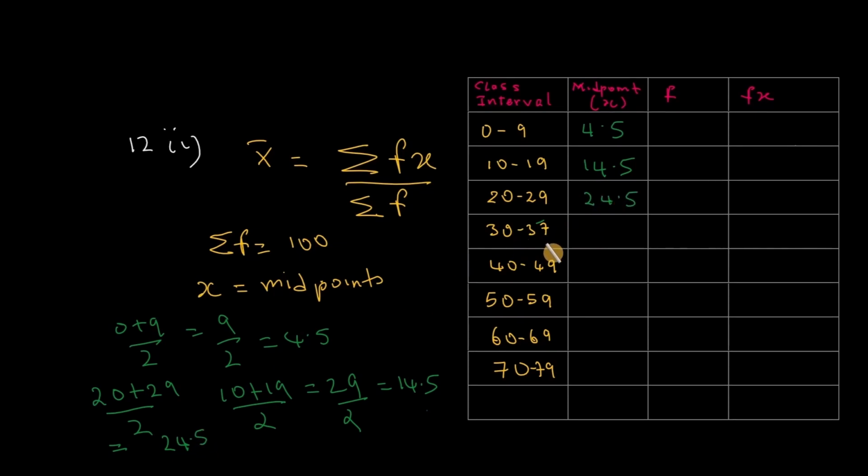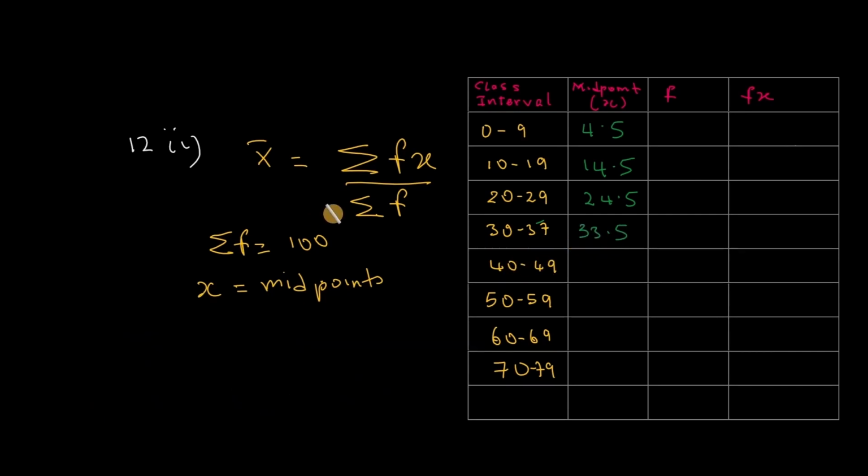30 plus 37 divided by 2, the midpoint is 33.5. 40 plus 49 divided by 2, we have 44.5. 50 plus 59 divided by 2, we have 54.5. 60 plus 69 divided by 2, we have 64.5. 70 plus 79 divided by 2, we have 74.5. Our frequencies as given in the question are 1, 4, 11, 27, 38, 12, 4, 3.